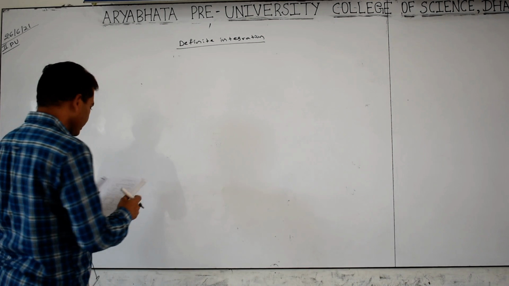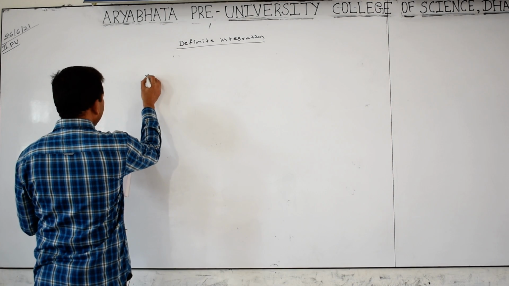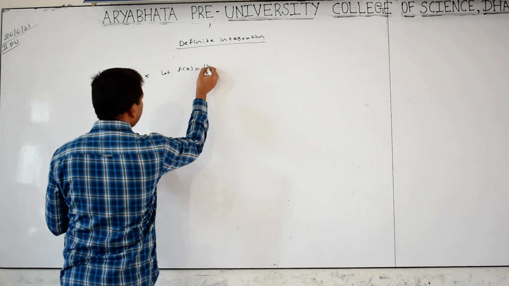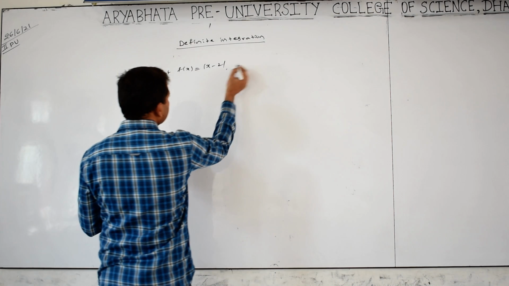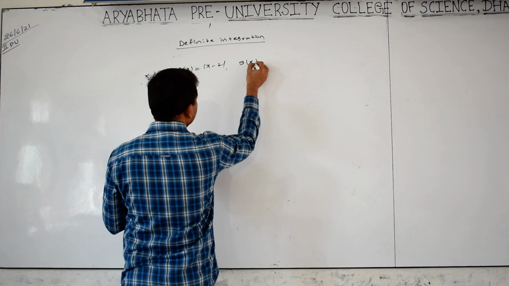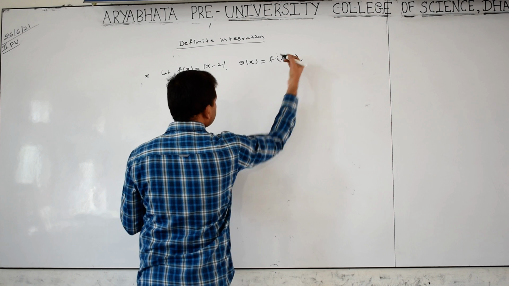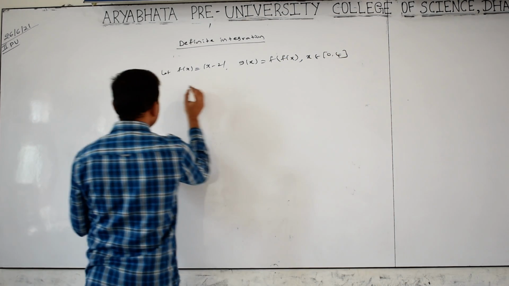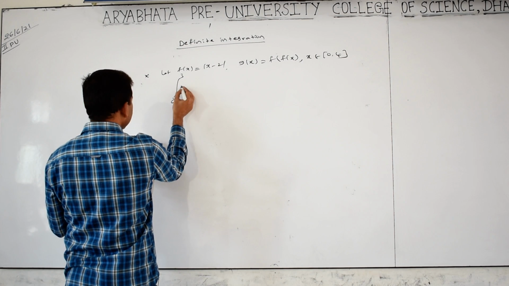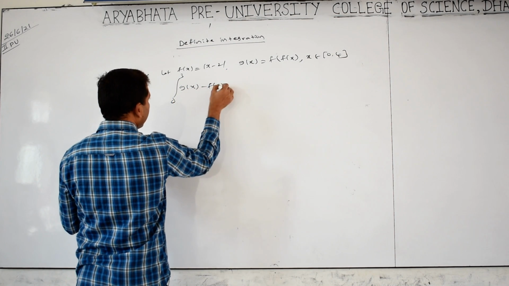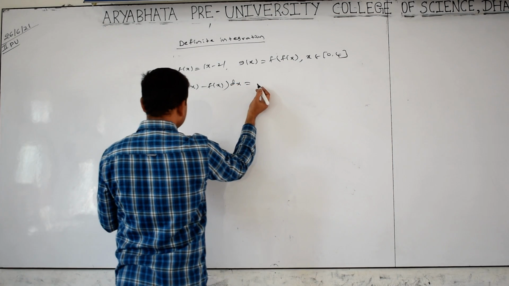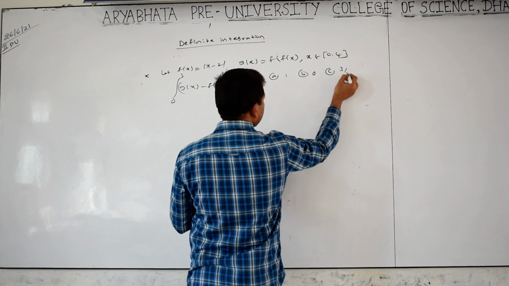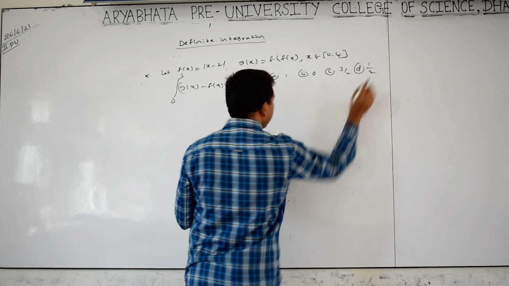Next one is: let f of x equal mod of x minus 2, g of x equal to f of f of x, x belongs to the closed interval 0 comma 4. Integration of 0 to 3 of g of x minus f of x dx equals, option A 1, option B 0, option C 3 by 2, option D 1 by 2.